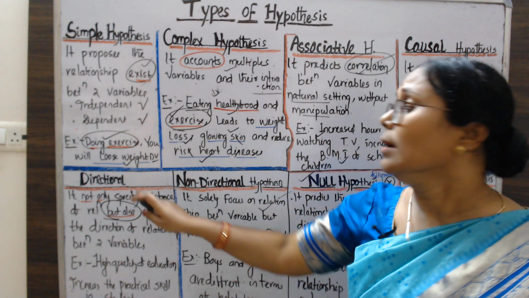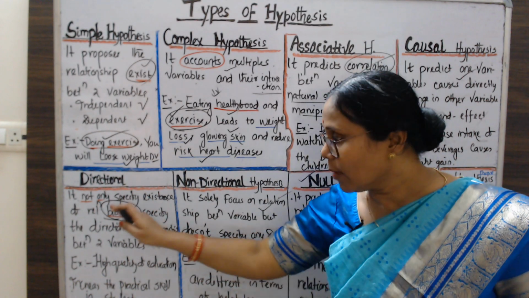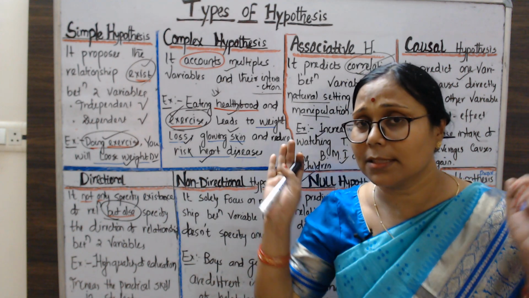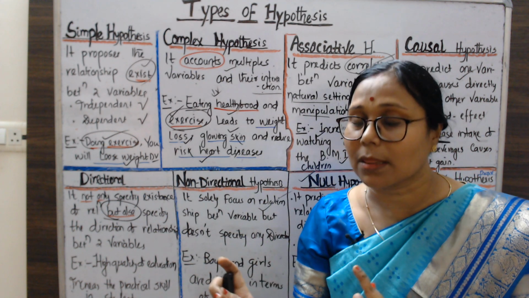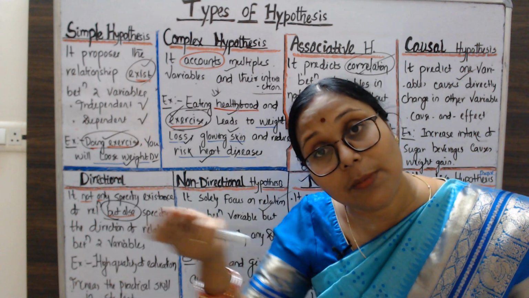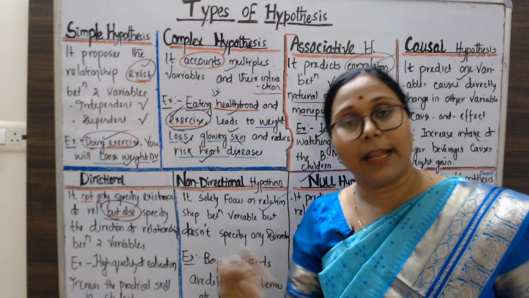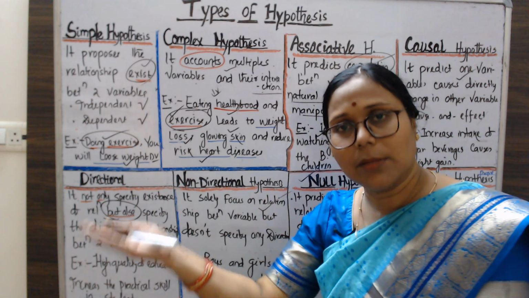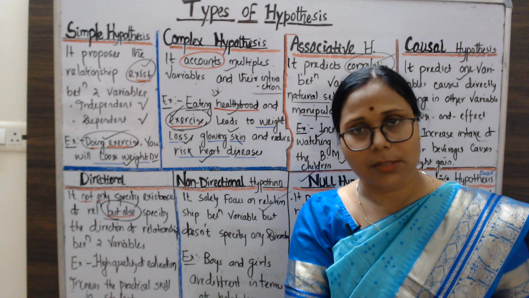Next, move on to directional hypothesis. Here, it not only specifies the existence of a relationship between the variables, but it also gives you a direction. So in a directional hypothesis, researchers get a direction, either positive or negative. Two directions they will get.